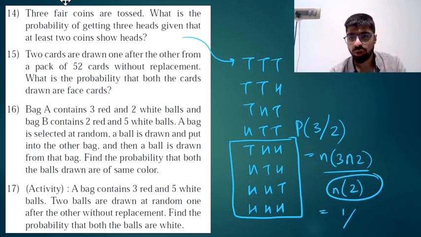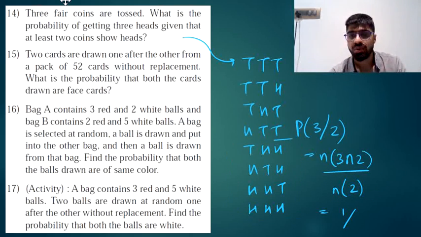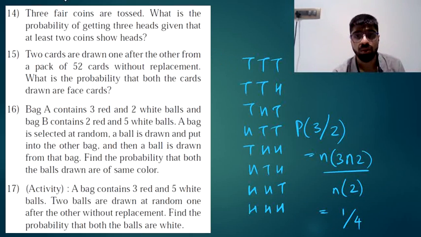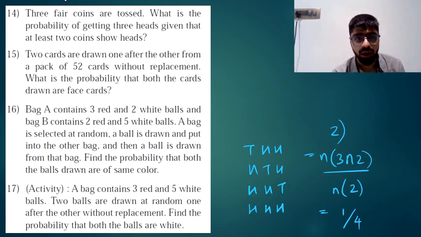Okay, so n of 2 is going to have 4 possible outcomes, and that is why n of 2 will be written as 4. So the final probability is going to be 1 by 4, and yeah, that's how we are answering the 14th question. Going ahead with the 15th one.